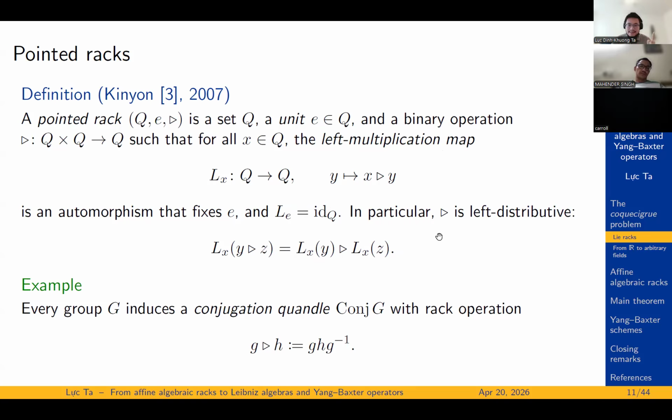And one more axiom: we want left multiplication by E to be the identity. So in other words, E is fixed by all the left multiplication maps, and left multiplication by E fixes everything else. As an example, every group induces what's called a conjugation quandle, a quandle being an idempotent rack, with the rack operation given by conjugation. And the unit here is the same as the unit of the group.